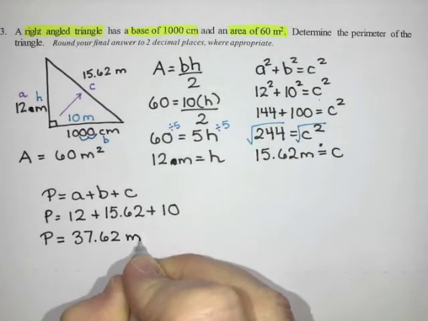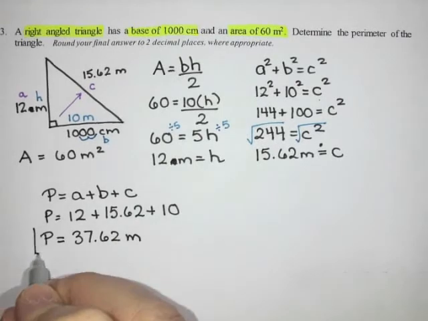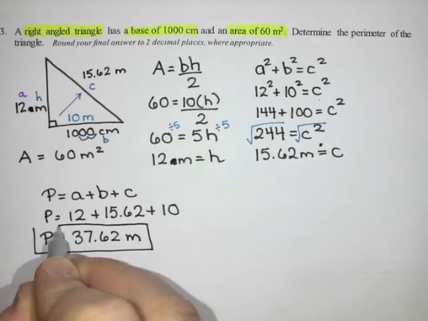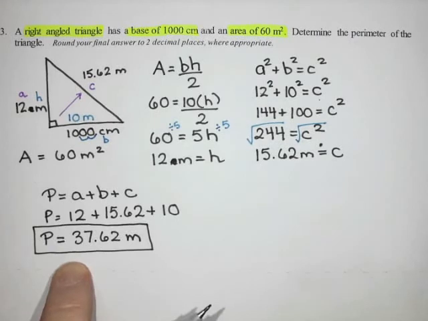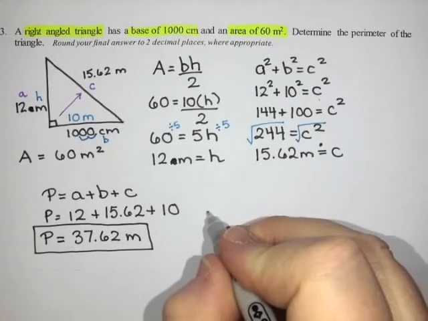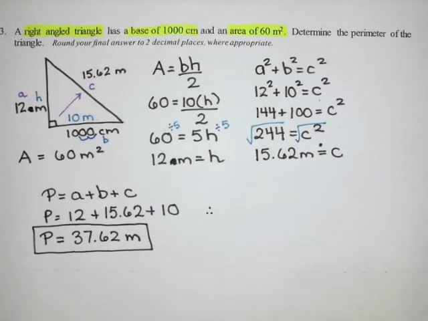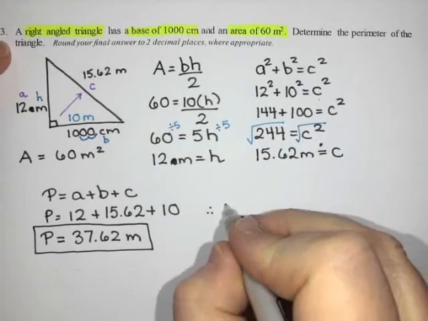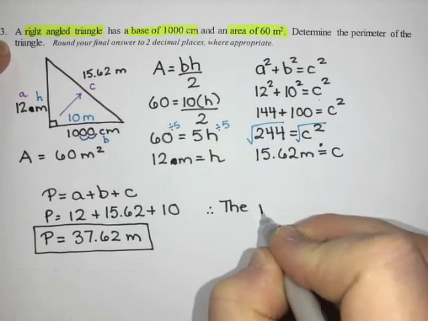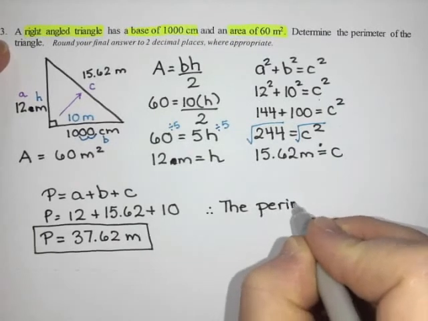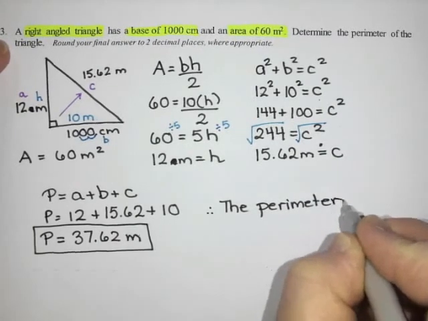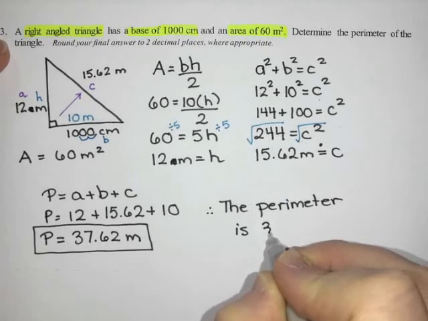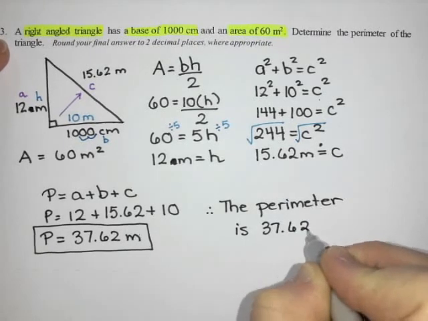meters. Now, since this was a lot of steps in calculation, it's always a good idea to draw a box around your final answer. And really, you should try to just write a little sentence to answer the question. So it said, determine the perimeter of the triangle. I'm going to say the perimeter is 37.62 meters.